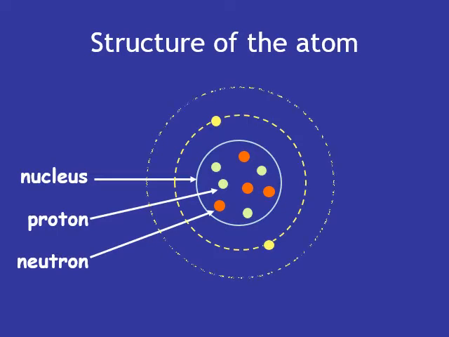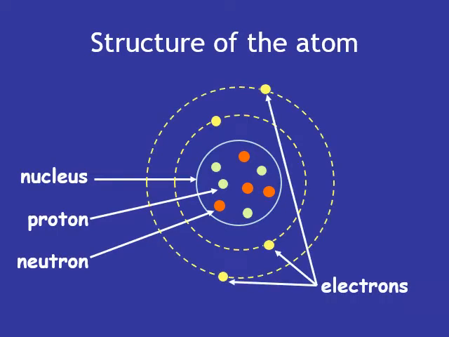So inside the nucleus itself are further particles. They should actually be drawn closer together than this. And these are the protons and the neutrons. And around them, moving around, following these dotted lines, are the electrons. They don't really move like that. They move in all different directions.